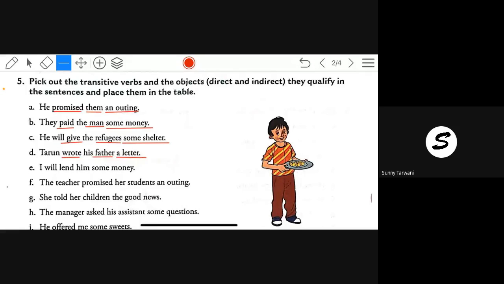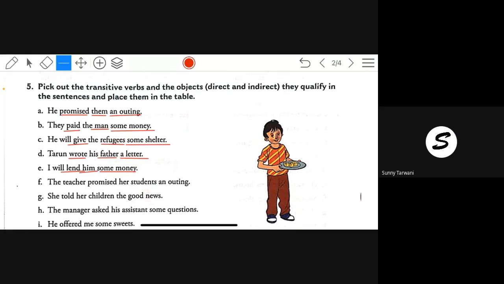Now last one for today. Lend is the verb. Money is the indirect object and some money is the direct object. Some money is the direct object. The indirect object is him.